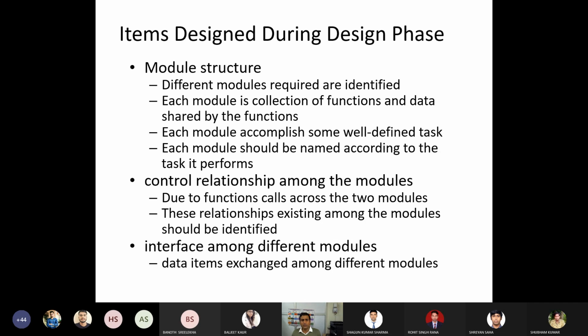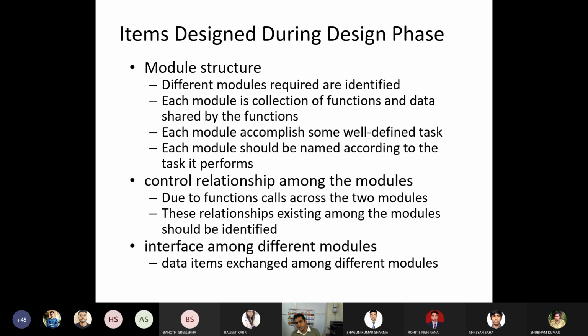Then we have a control relationship among these modules, right? As I told you, there are certain modules, and as part of these modules you have a certain number of functions, and a function from one module may call a function of another module. That is possible also, right? In Java programming, you see there is a concept of RMI, remote method invocation, right? There is a local function call, and there is a function call over the network. That is exactly what RMI is, right?